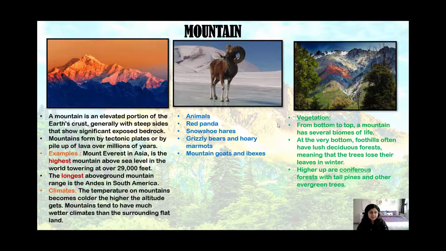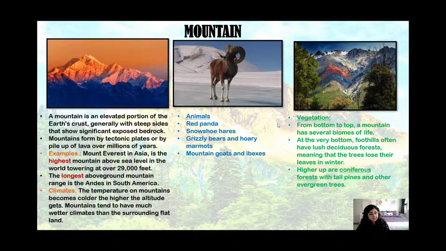Next comes the mountain, one of my favorites. A mountain is an elevated portion of the Earth's crust, generally with steep sides that show significant exposed bedrock. Mountains form by tectonic plates or by piles of lava over millions of years. Examples: Mount Everest in Asia is the highest mountain above sea level in the world, towering at over 29,000 feet. The longest above-ground mountain range is the Andes in South America. Climate: the temperature on mountains becomes colder the higher the altitude gets. Mountains tend to have much wetter climates than the surrounding flat land.